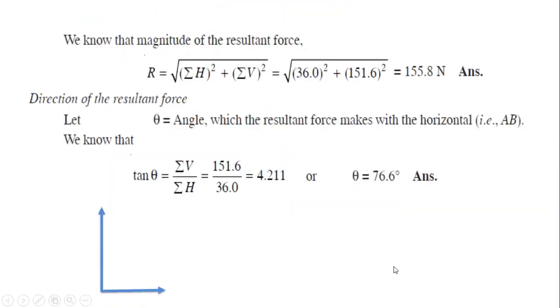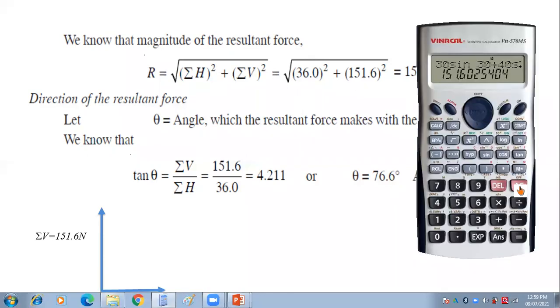Now let us see. This horizontal force is going positive. That's why we take it as positive in this direction, and the resultant of the vertical force is positive. That's why it is going vertically upward. Now we have to make the calculation of resultant R, under root of summation H square plus summation V square. Now summation H is 36 and summation V is 151.6. Now make the calculation. Under root, bracket, 36 square plus 151.6 square, bracket complete.